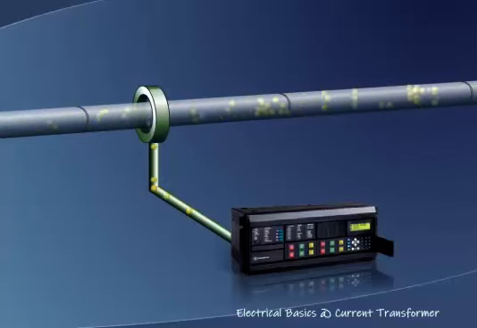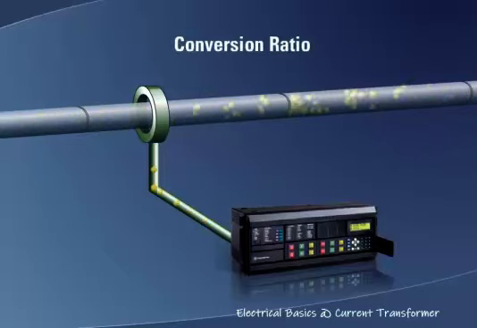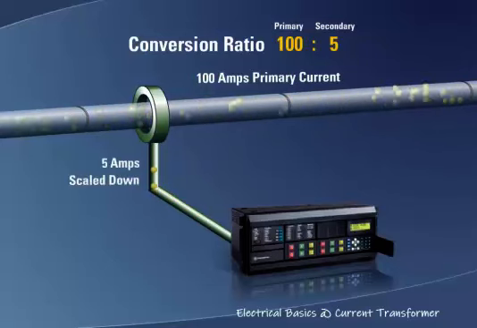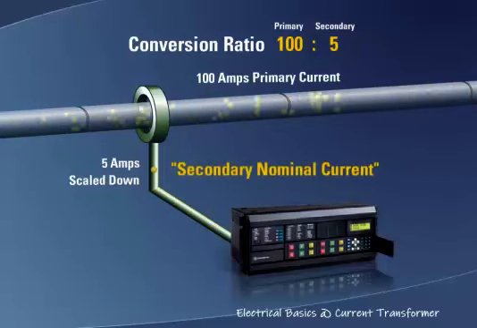A primary characteristic of CTs is their conversion ratio. In this example, our conversion ratio is 100 to 5, meaning that if 100 amps are passed through the primary phase wire, the CT will scale this down to 5 amps and direct it to the relay via the secondary windings. The 5 amp measure is known as the secondary nominal current.